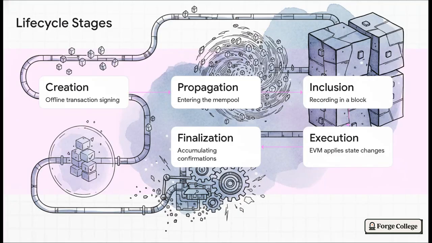You see, every single transaction starts its life as a local offline blueprint right on your machine. It doesn't actually live on the network yet. It's really just a file sitting on your computer or in your wallet waiting for your final approval. Here's the high-level, 5-step mechanized journey every transaction absolutely must survive to mutate the blockchain state. It goes from creation to propagation, inclusion, execution, and finally, finalization. Miss a single step here, the transaction just doesn't happen.